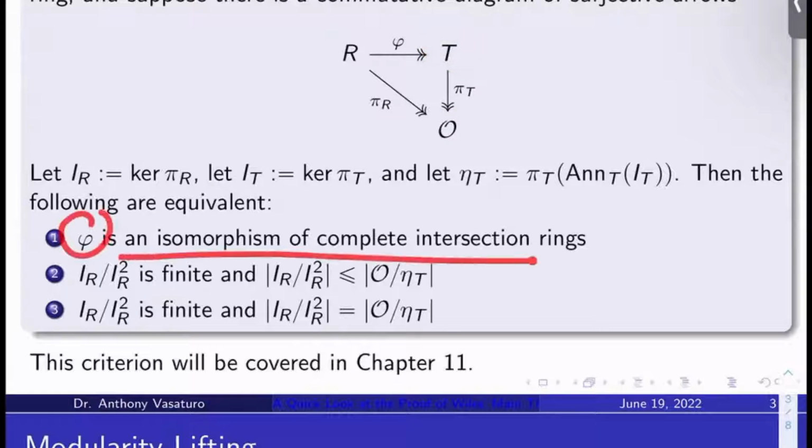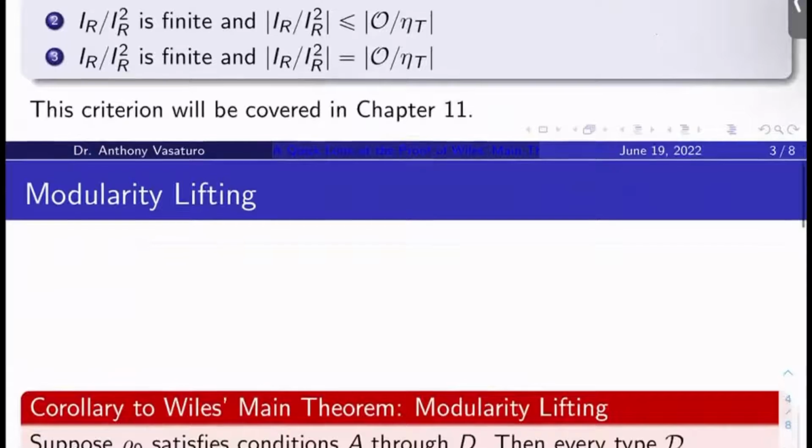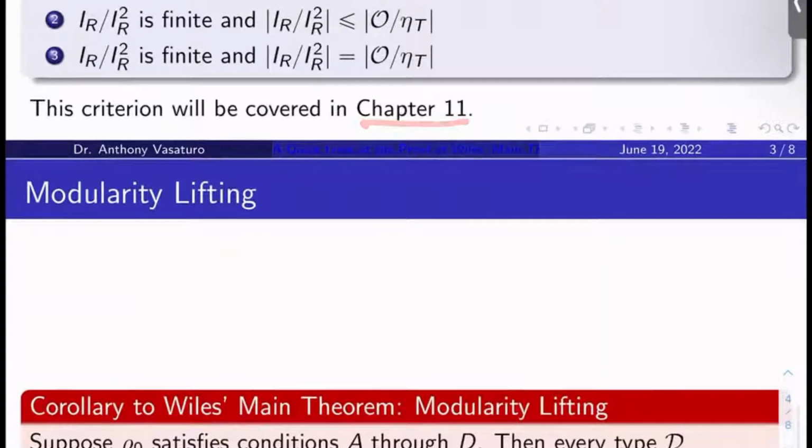Then the following are equivalent. Phi is an isomorphism of complete intersection rings. IR mod IR squared is finite and its size is less than or equal to the size of O mod eta sub T, or IR mod IR squared is finite and its size equals the size of O mod eta sub T. And we'll be covering this criterion in chapter 11, as I mentioned last time.